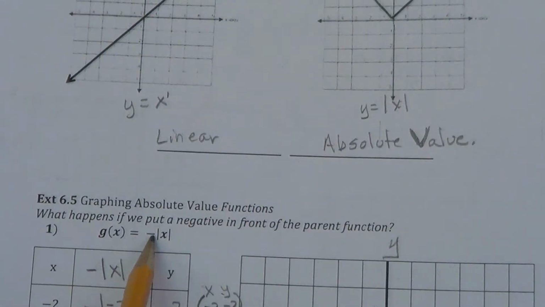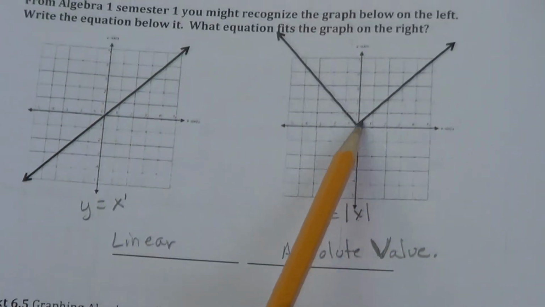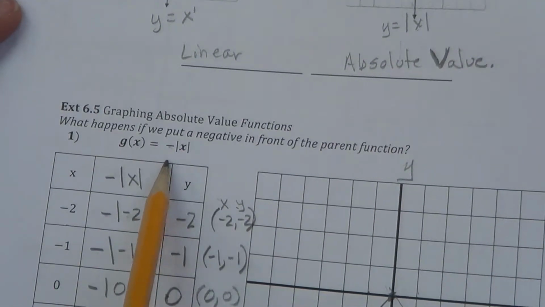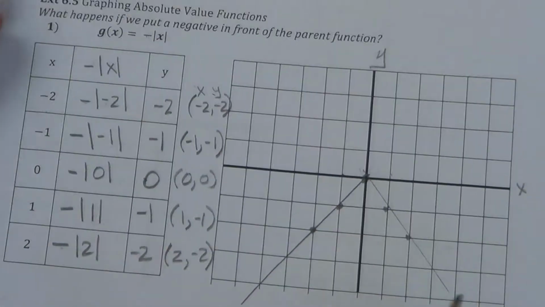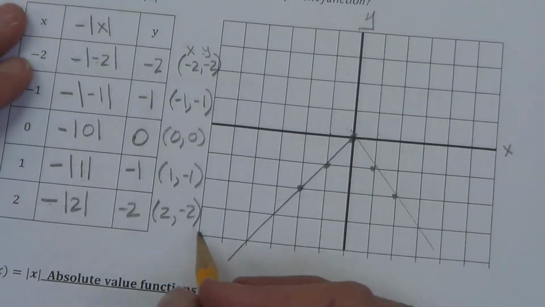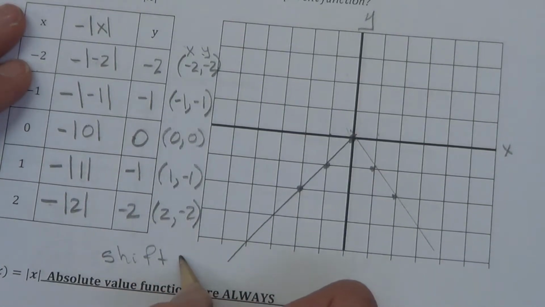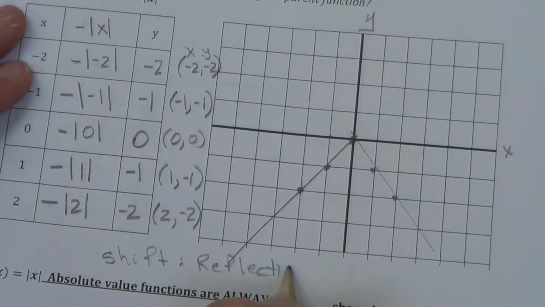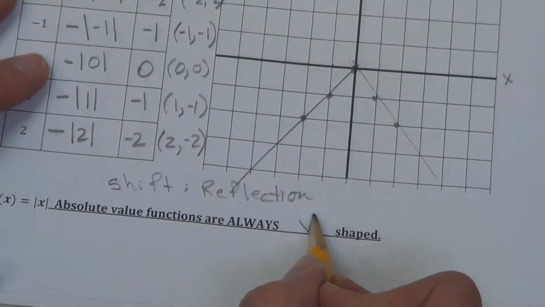What we're looking at is what change happened when we put this negative in front of that parent function. The parent function was a V like this, but when we changed it by putting a negative out in front, what happened to that parent function? If you're saying that it reflected, that would be the shift that occurred, or the transformation. The shift is reflection. Absolute values are always V-shaped.